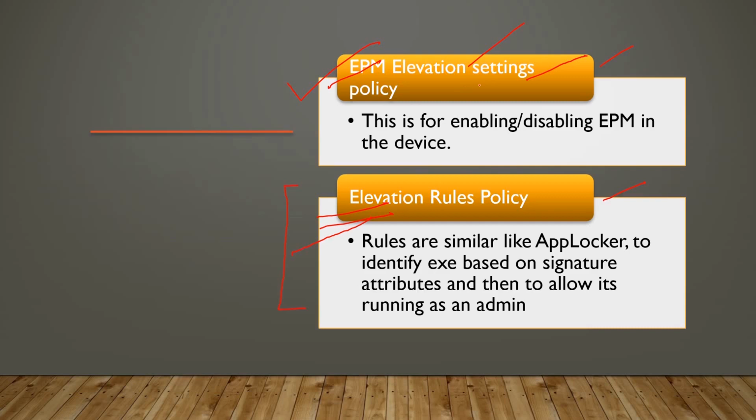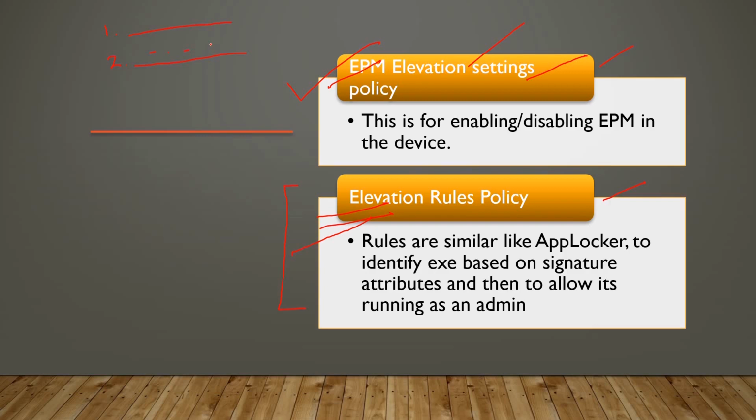So the elevation setting policy is going to do two things. First, it's going to install the EPM agent, create the EPM service, and make sure that the device is EPM ready. Second, it's going to deny all the requests. So when the end user, who is a standard user, tries to elevate himself to become an admin so that he can install a specific application, his request is denied for all the applications.